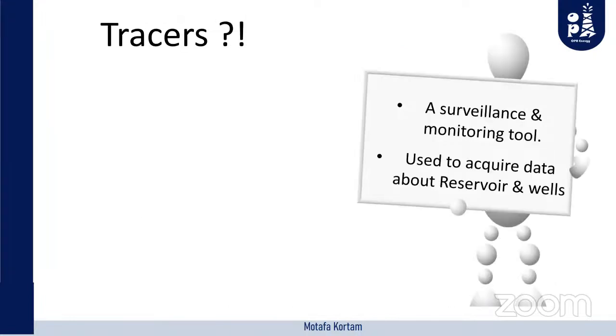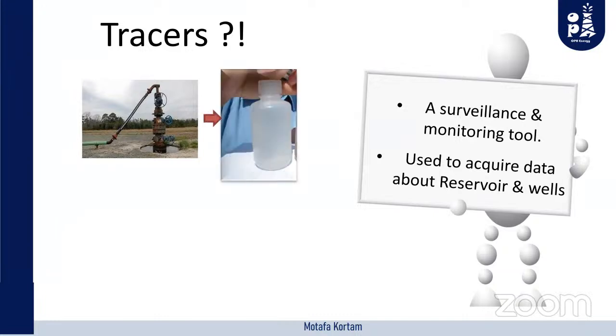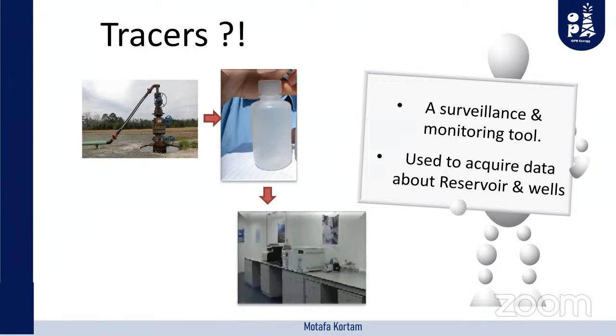The tracer is simply a surveillance and monitoring tool used for acquiring data about either the reservoir or the well. We produce the well and get the tracer samples from downhole, label them, identify the well and the date the tracer was sampled, and analyze them, usually with chromatographic analysis such as GC or other chromatographic techniques.